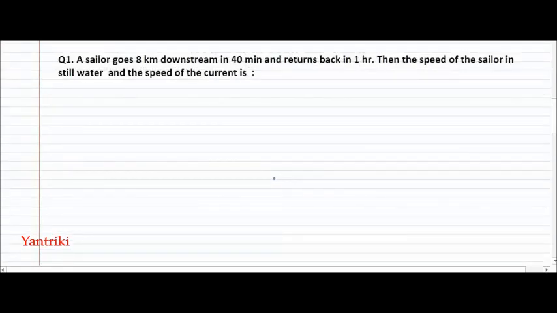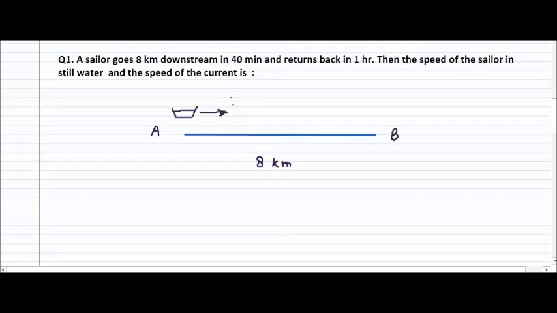The question says, a sailor goes 8 km downstream in 40 minutes and returns back in 1 hour. Then the speed of sailor in still water and the speed of current is. For solving this problem, let us start. Distance is 8 km. And now let us suppose that there are 2 points A and B. The sailor is somewhere here with his boat, and speed of boat I will consider as x, and the speed of stream I will consider as y.